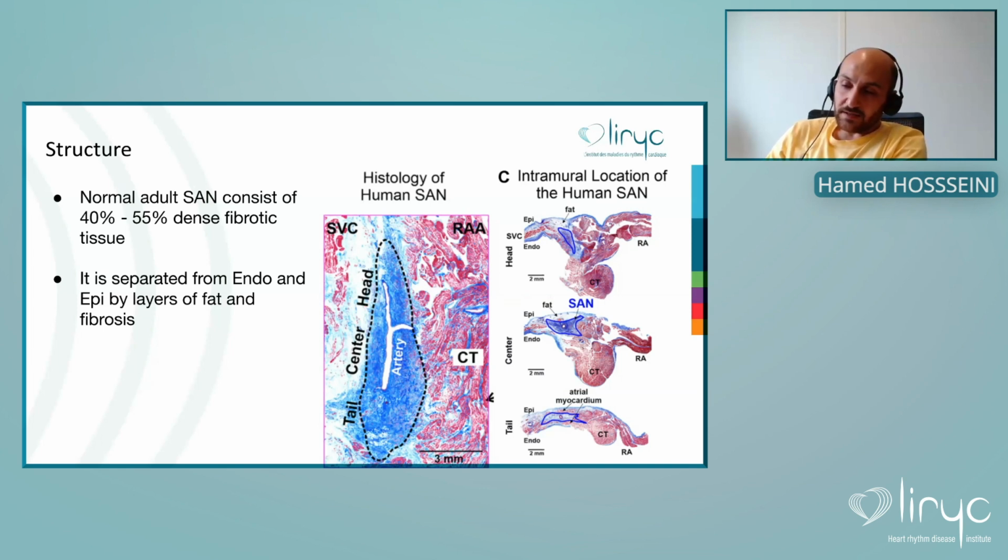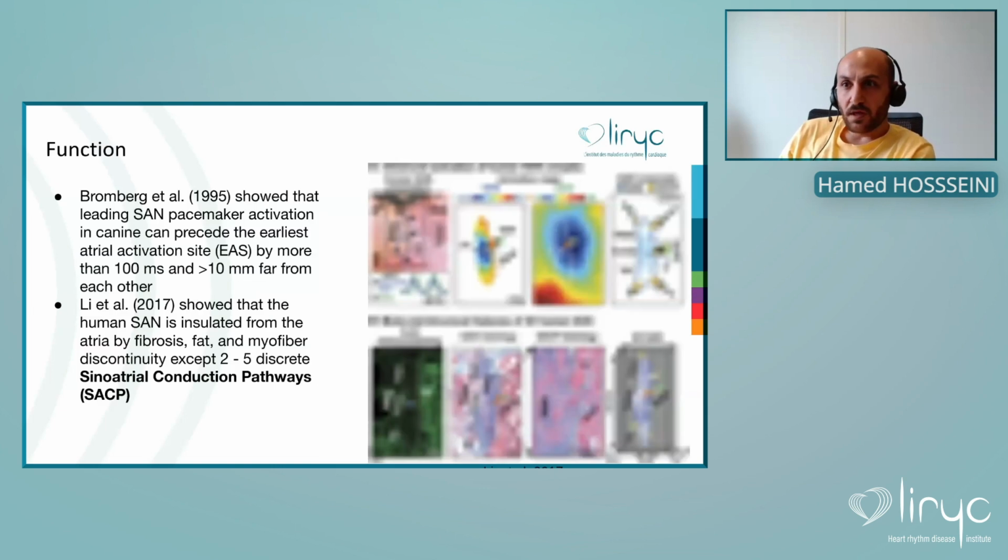Well, the main reason for these fibrosis and fat is that they can protect the SA node from the hyperpolarization effect of the right atrium. And in the other slides, I'm going to talk about the other effect of the conduction pathways, which also helps in the protection of the SA node.